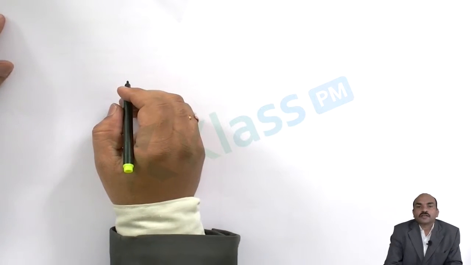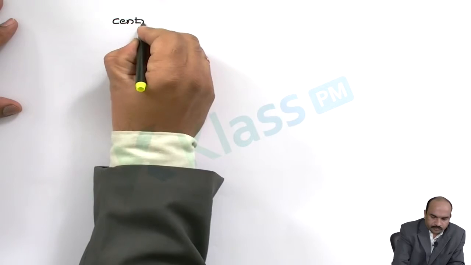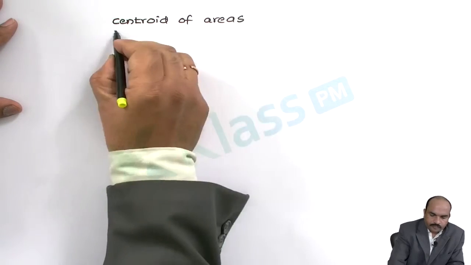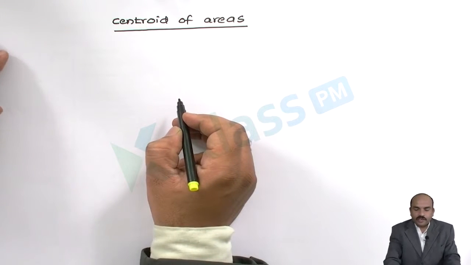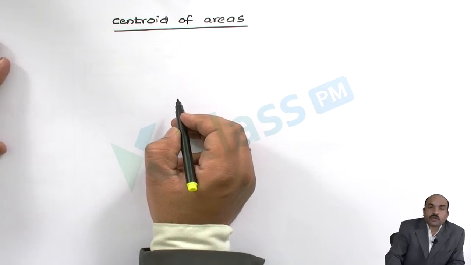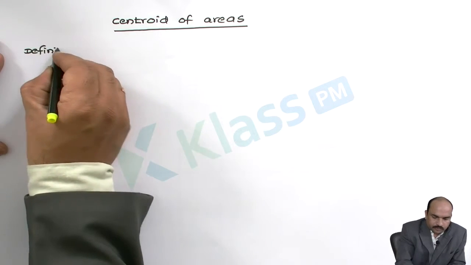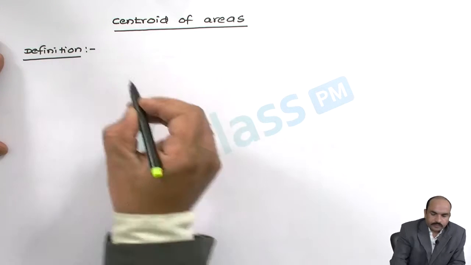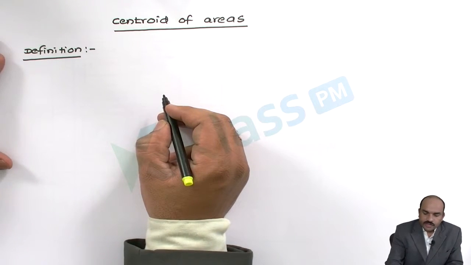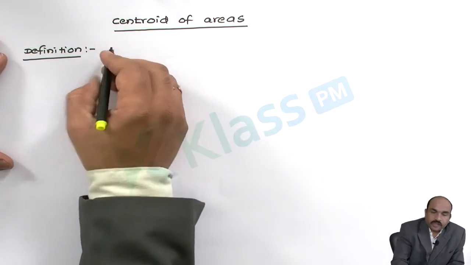Let us discuss centroid of areas. So centroid of area means center of a plane. So let us define this definition. Centroid of area is the point at which the total area of the plane is acting.